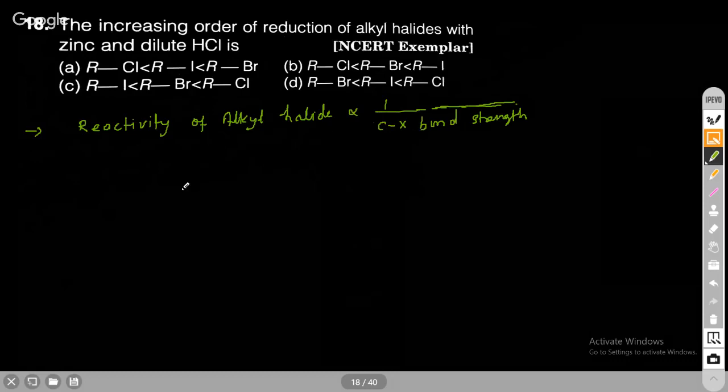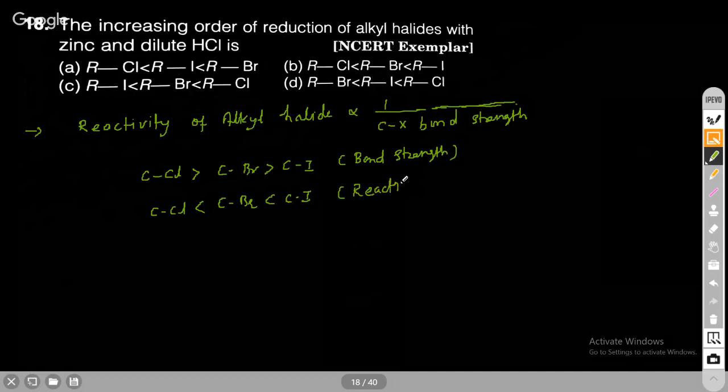So we know bond strength, as we go down the group, size increases and bond strength decreases, correct? So the bond strength order is what? For carbon and chlorine, it is maximum, then chlorine and bromine. After this, we have carbon and iodine. This is the bond strength order. So reactivity will be reverse of this. So order of reactivity will be carbon chlorine, then carbon bromine, and then carbon iodine. This is the reactivity of alkyl halide.